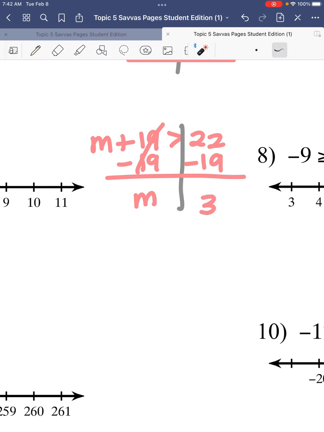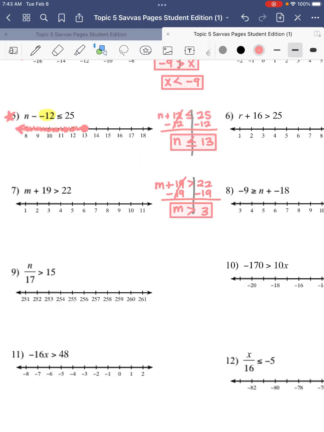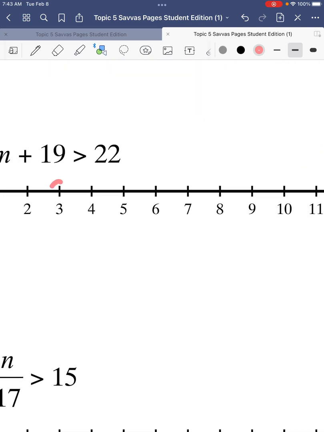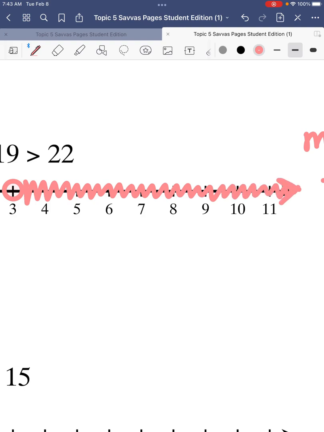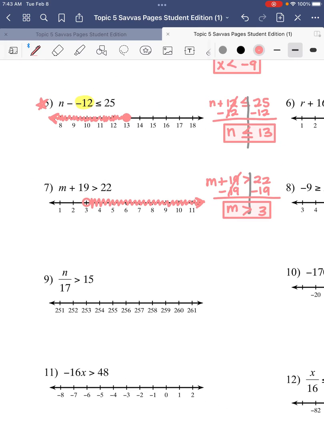Now let's talk about our sign. There was no reason for it to change, so it's going to stay greater than. So m is greater than 3 is our solution. Okay, so now I just need to graph that. At 3, I'm going to put an open circle. And I'm going to shade all the numbers that are bigger than that, so I'm shading towards 11. And I'm going to include my arrow to show that it keeps on going.